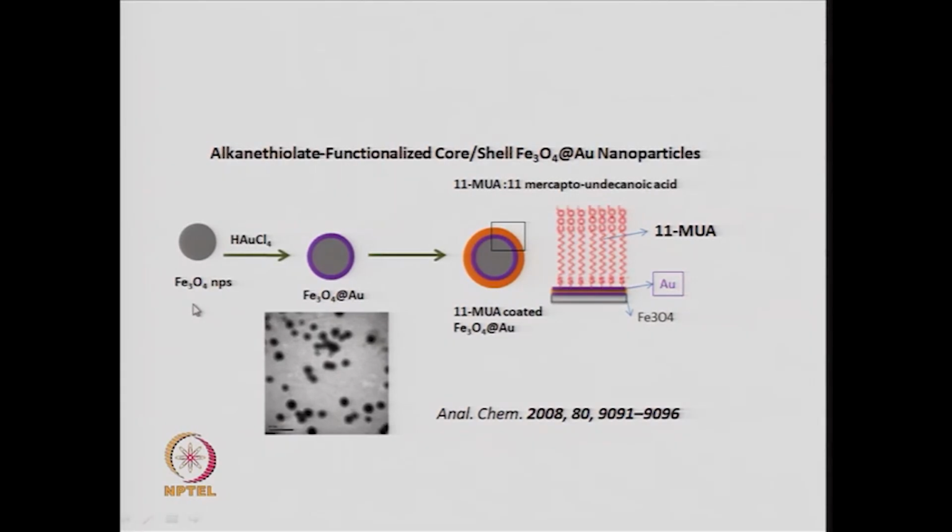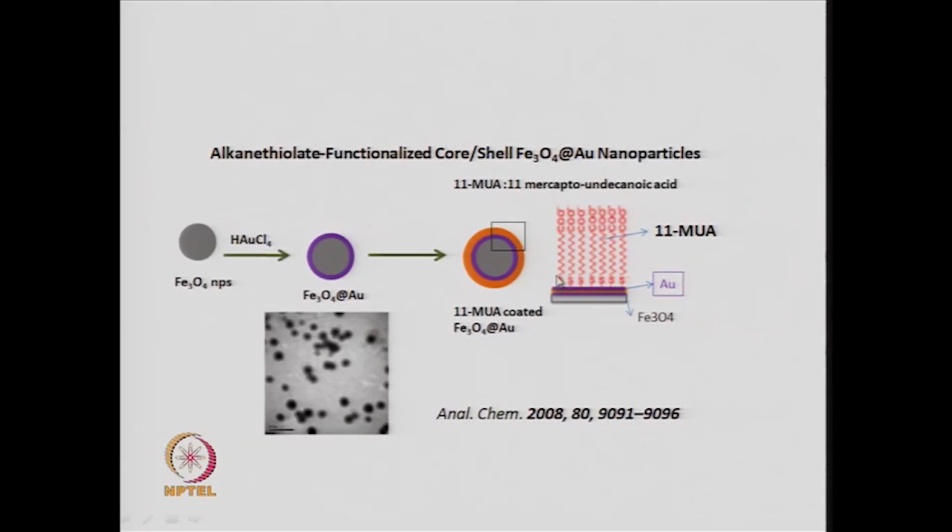So, on iron oxide nanoparticles you put this auric chloride and you get this iron oxide core shell structure with the shell of gold, and then on top of that you use mercapto undecanoic acid, which we call 11 MUA, to form the functionalization on top of the gold. The thiol part, or the mercapto part, will link to the gold surface, this purple surface, and the red part is the long chain.